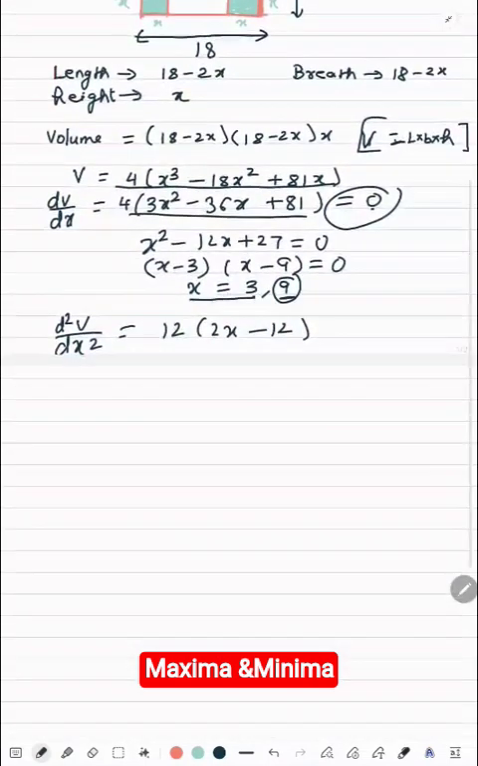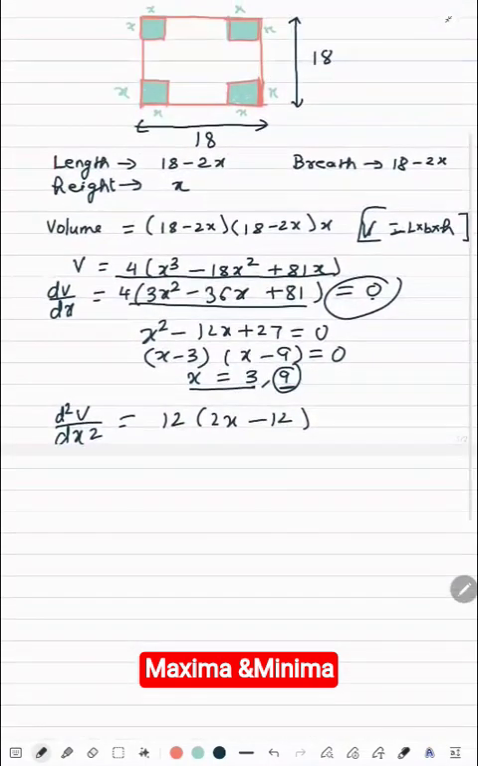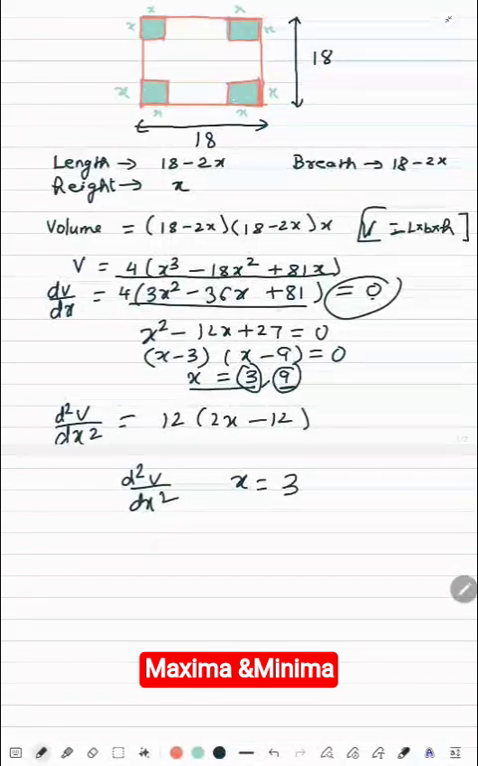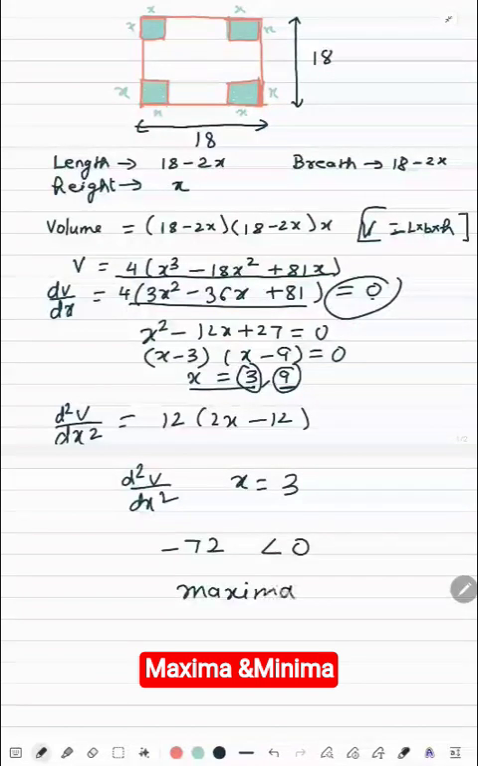Once you get the second derivative, then what you have to do is check at 3. So if you observe d²V/dx² at x is equal to 3, when you put this, you will get minus 72, which is less than 0, which gives you maxima. So this is how you have to do the questions. Thank you.